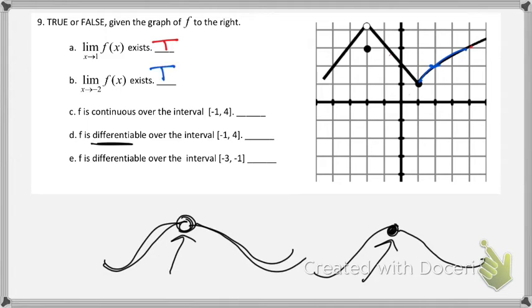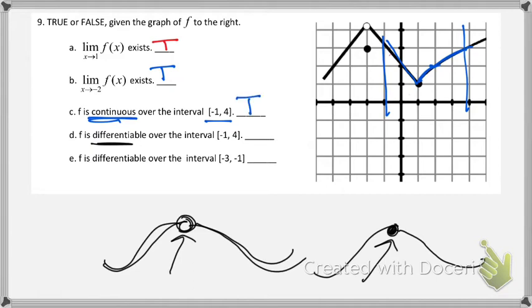Okay. Is it continuous everywhere from -1 to 4? Well, from -1 to 4, sure, I can do all of that with one marking of my pencil. So sure, it's continuous. It would only be not continuous if it jumped or had a break in the graph or a hole. So that's also true.